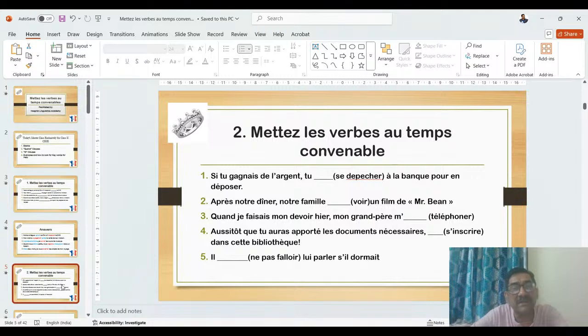Then we go on to the next 5 examples. Si tu gagnais de l'argent. Gagnais is imperfect. So the next half will be in conditional. First decide the tense and put it aside, and then you conjugate it.